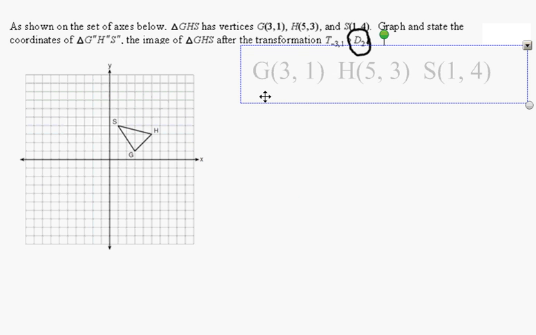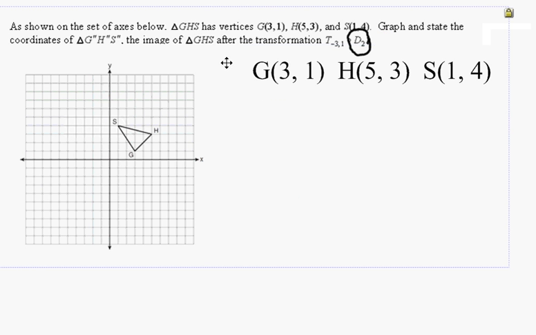So the original coordinates are here. I always like to write down the original coordinates first. And what we must do is dilate those coordinates by a scale factor of 2. So we want to dilate by a scale factor of 2. What that means is that we're going to multiply the coordinates by 2.